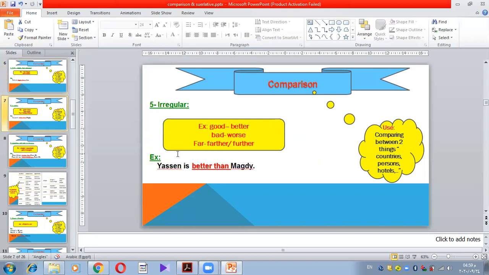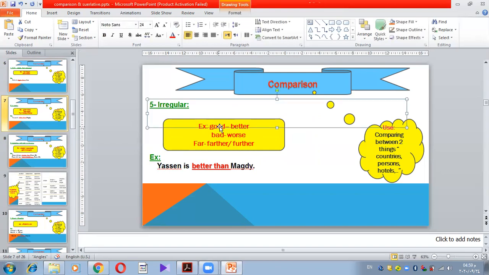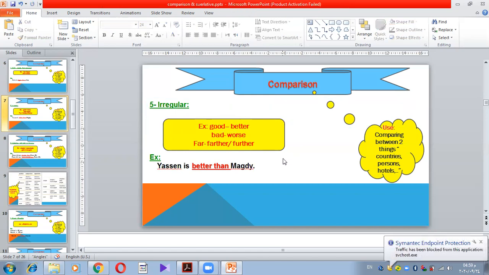Rule number 5. We have irregulars, guys. Each rule has an irregular one. So what's the irregular for this? Good and bad are one syllable words. So should I say gooder? That's a mistake. There is nothing called that. So what's the comparative form for the word good? It's better. Bad is worse. For far, you can have farther or further. Both of them are correct.